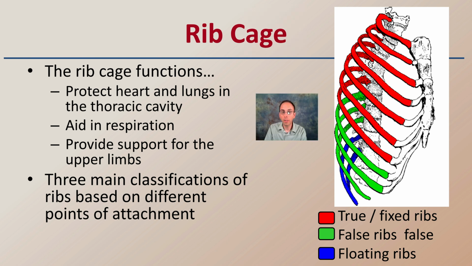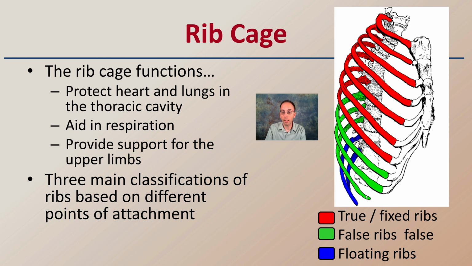Then we have the rib cage, and the rib cage functions to protect the heart and lungs in the thoracic cavity. It also aids in respiration and provides support for the upper limbs. There are three main classifications of ribs based on different points of attachment. We have our true or fixed ribs that have a direct point of attachment to the sternum. We have our false ribs, and these have a cartilage connection that then attaches to the sternum. And then we have the floating ribs here, which are simply not attached in any way to the sternum.